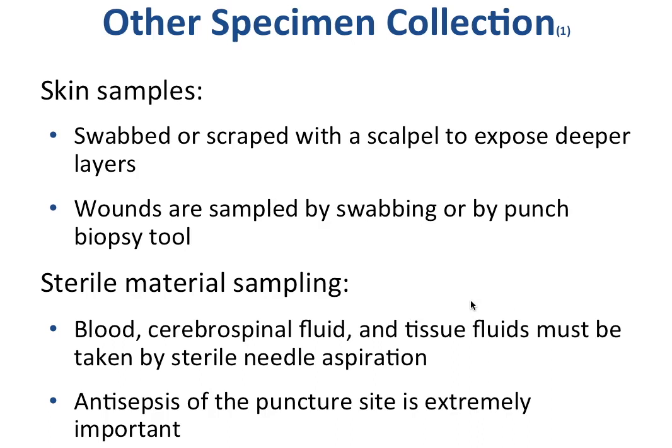For wounds, we can swab the wound or eliminate the wound exudate, and then pick the samples from the deeper layer, or use a punch biopsy too. For blood, cerebrospinal fluid, or tissue fluid, we have to use needles. The needles have to be sterilized, otherwise we will get contamination.